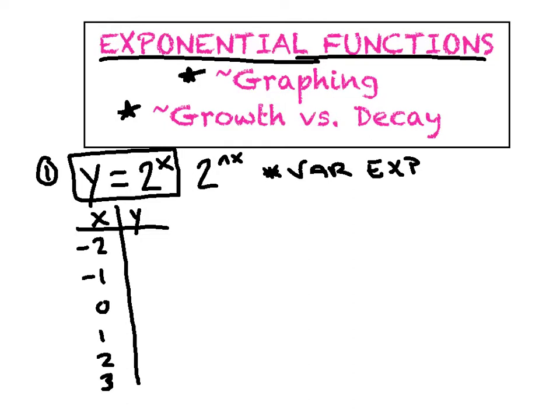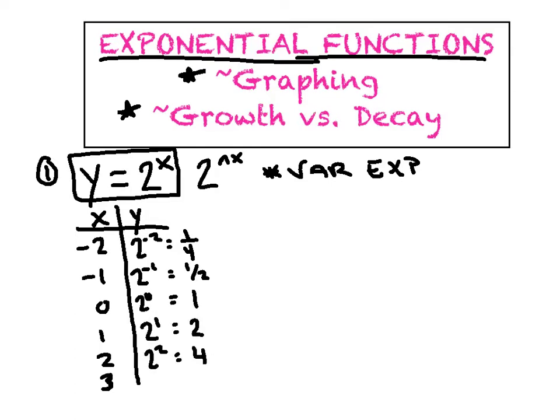If I substitute a -2 for x, I get 1/4. If I substitute a -1, I'm going to get 1/2. 2 to the 0 power, just like anything else to the 0 power, is 1. 2 to the first is going to be 2. 2 to the second is going to be 4, and 2 to the third is going to be a very nice 8. So let's take a moment here to hit the pause button. Go ahead and plot these 6 points as carefully as you can, and then we'll come back and see if we get the same pictures.